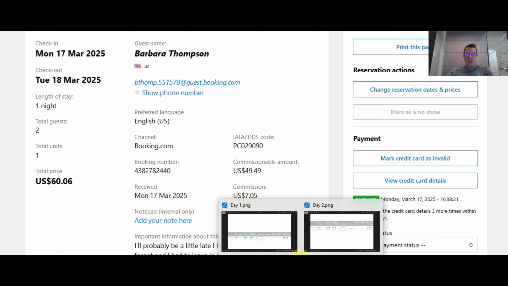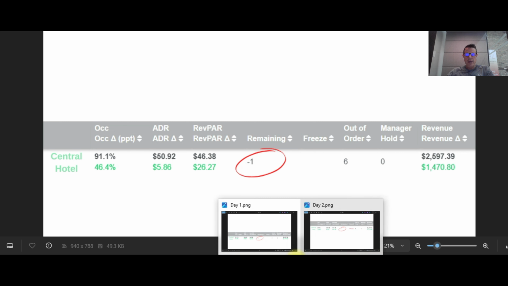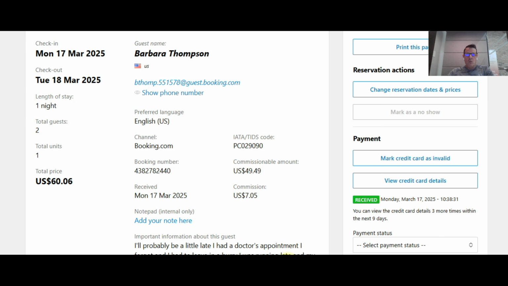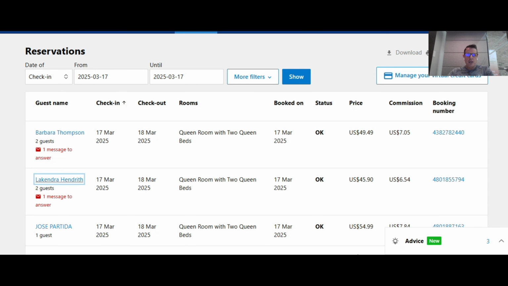What happens if these were no-shows? We needed a room. We were 1 room negative for the hotel inventory, and the next day we had 3 rooms left. Let's say there were 4 no-shows for that day. That's very possible. There could have been 4 guests that no-showed to the property.